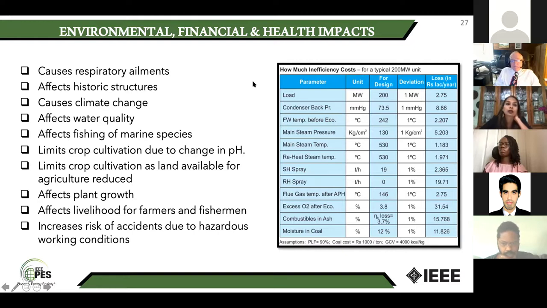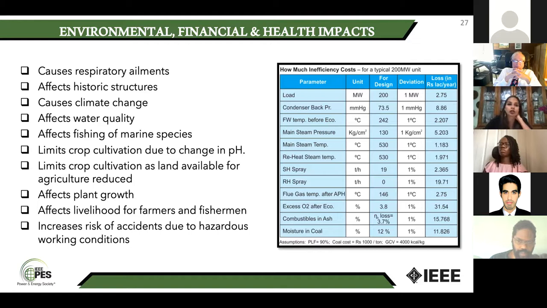Okay, and these are the health impacts. It causes respiratory disease. How many people I have seen have died just because of working in the power plant. Historic structures, the Taj Mahal, are destroyed by acid rain. Climate change, Himalaya tsunami, Texas power outage. Am I saying less here? It affects water quality. Well, the pollutants you are emitting are going somewhere. I will better depict that in the later slides. Then fishing of marine species, true.